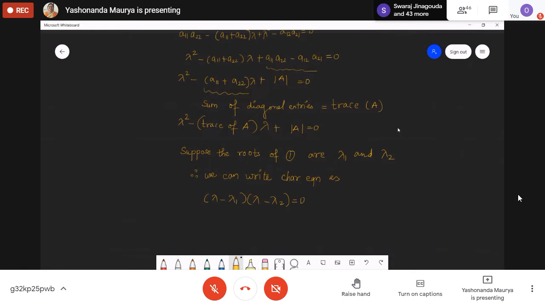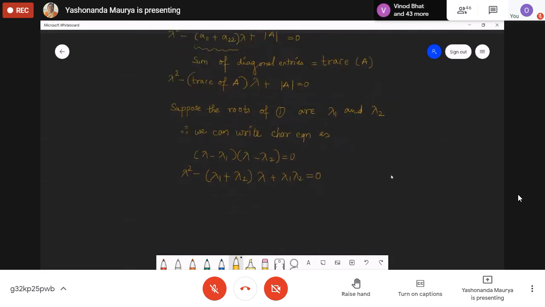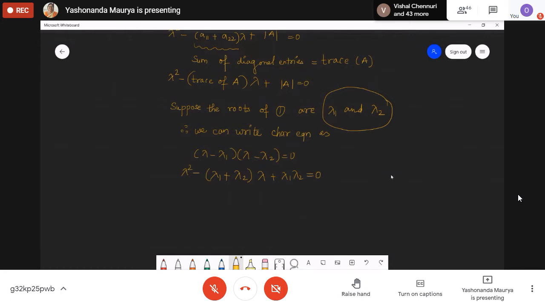Now when we simplify this expression and open it up, the characteristic equation will be lambda square minus lambda 1 plus lambda 2 times lambda, plus lambda 1 lambda 2 equal to 0. Now just see: if the roots are known, what is appearing as the coefficient of lambda? It is lambda 1 plus lambda 2, the sum of the eigenvalues.